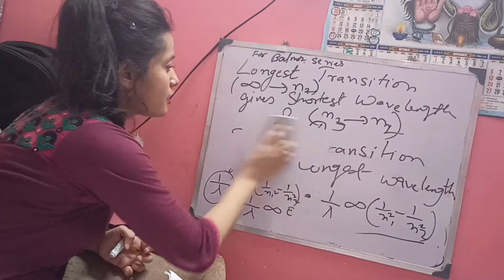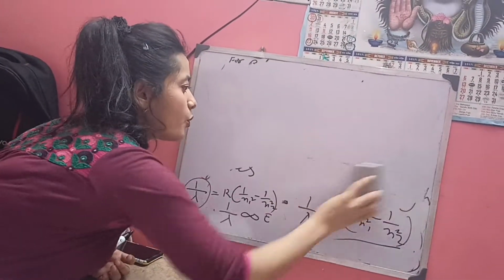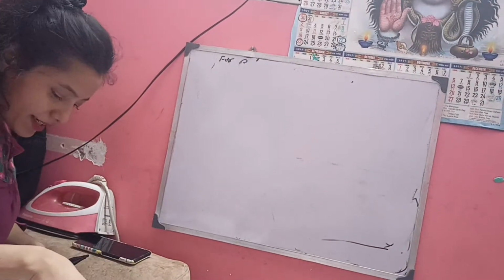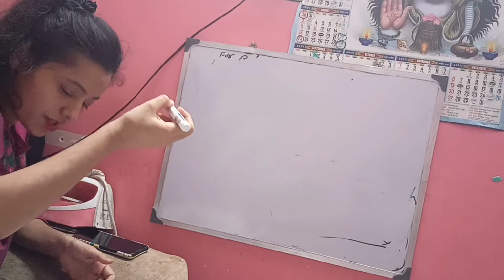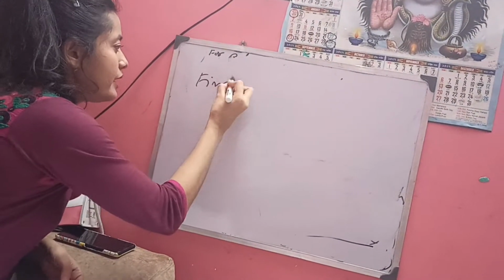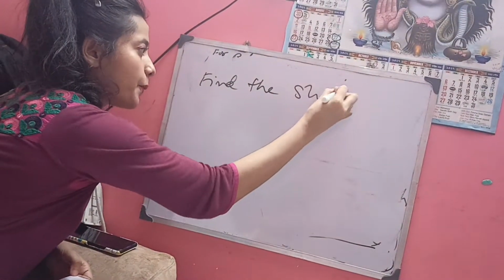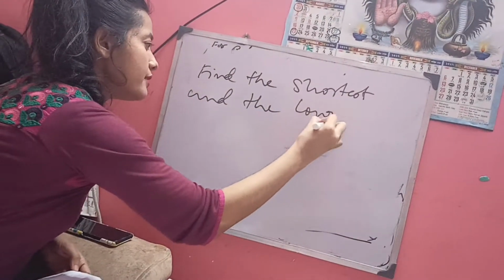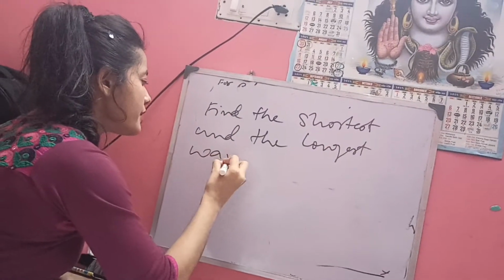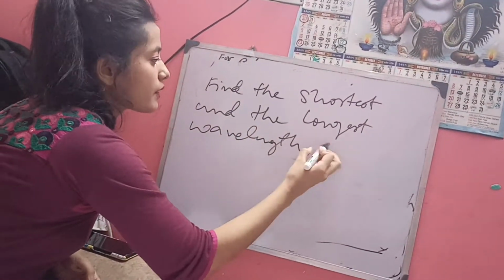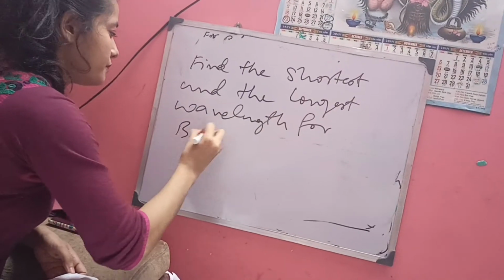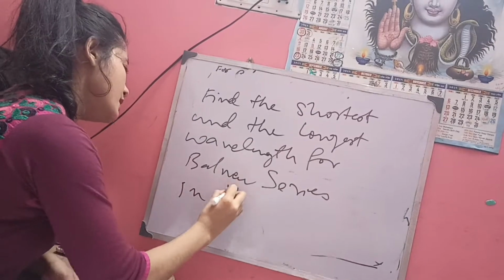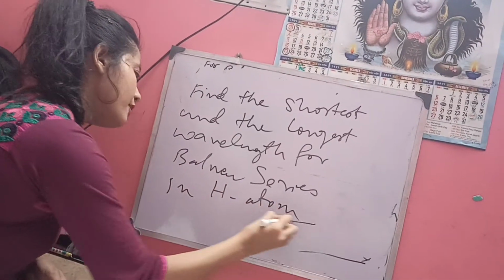So on that note, I would be giving you a question which you would have to solve. The question is to find the shortest and the longest wavelength of Balmer series, in each atom. This is the question which you will have to solve.